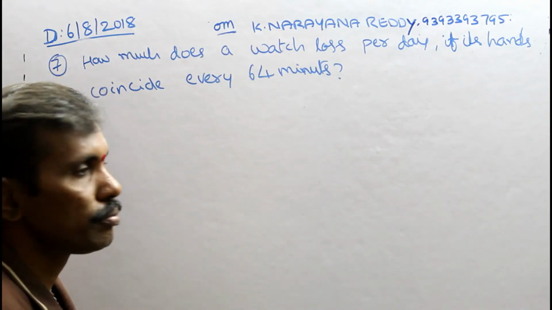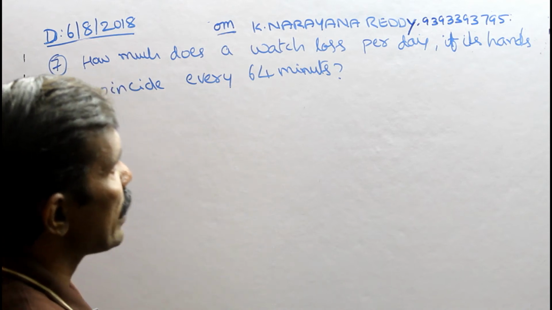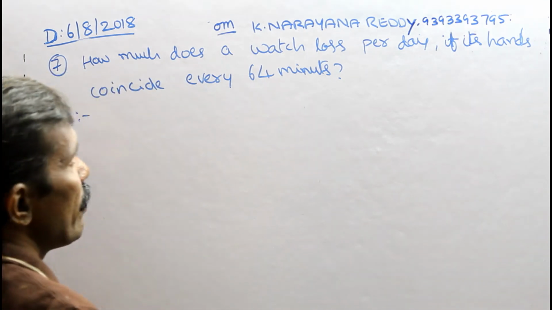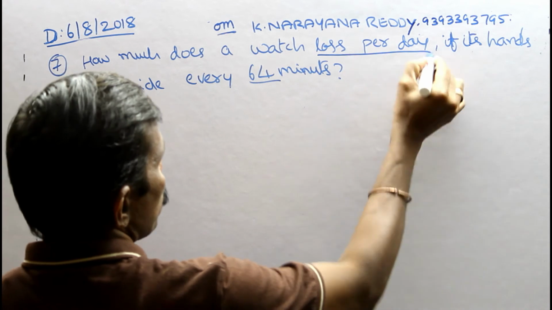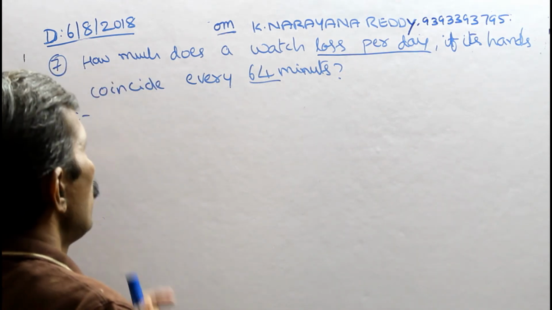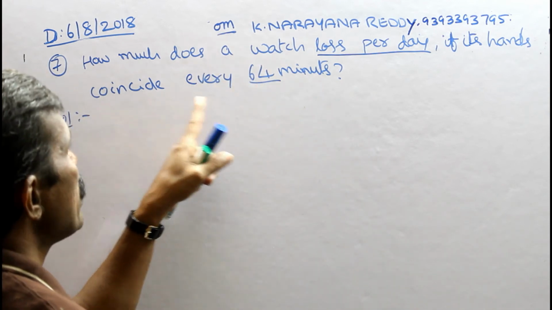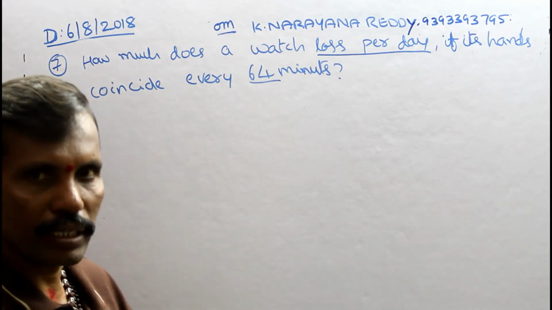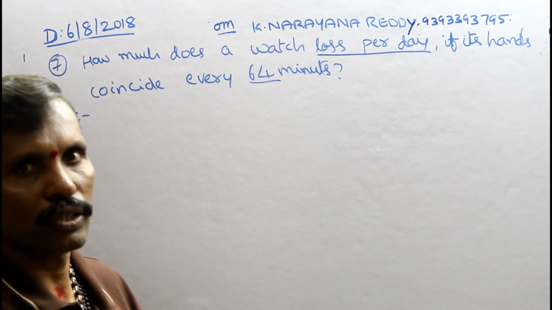See the next problem. How much does a watch lose per day if its hands coincide every 64 minutes? So those coincide for every 64 minutes. How much does the watch lose? That you have to find out.